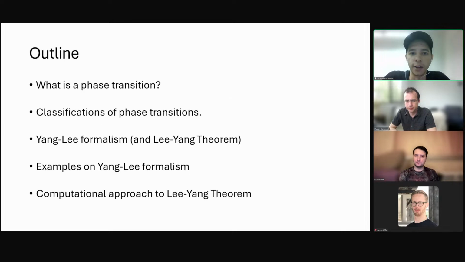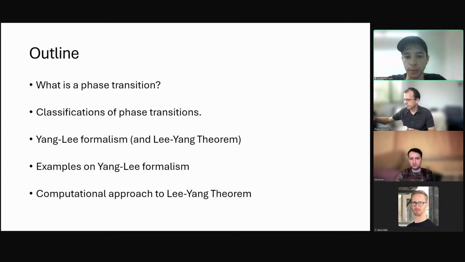So here is the outline of what I'm gonna do today. I will first talk generically about what is a phase transition, and then I will talk about the classifications of different phase transitions. I will talk about the Yang-Lee formalism. It's basically a formalism for studying phase transitions, but it's not so common, so I wanted to introduce it. And then within this formalism, there is a famous Lee-Yang theorem. We're also going to talk about it and give examples of how this formalism actually makes sense. Then I will show a computational approach to this Lee-Yang theorem to understand it from a computational point of view rather than from a mathematical point of view.